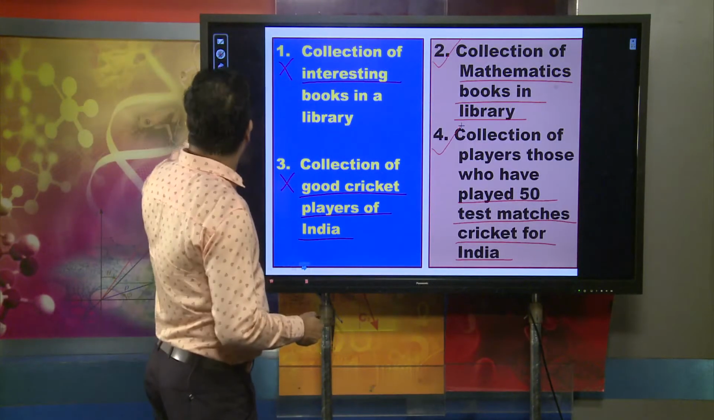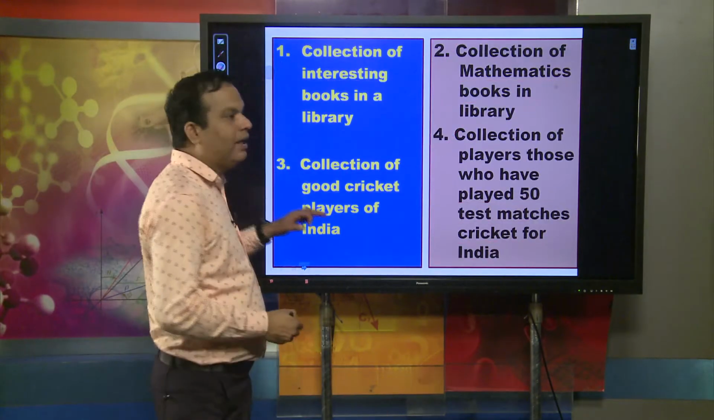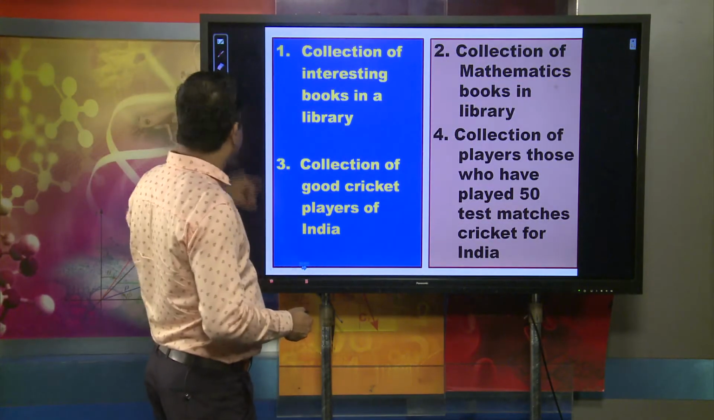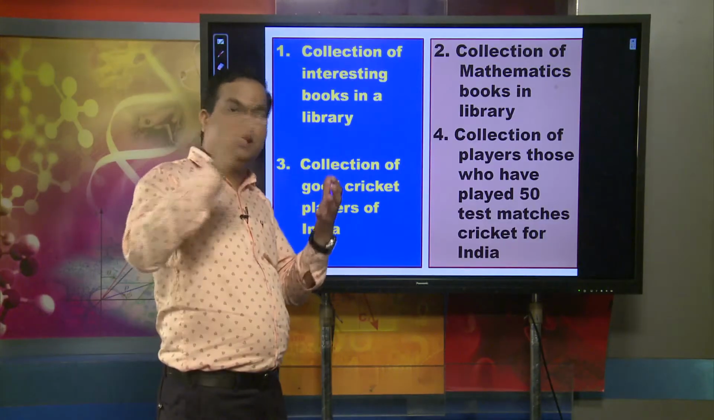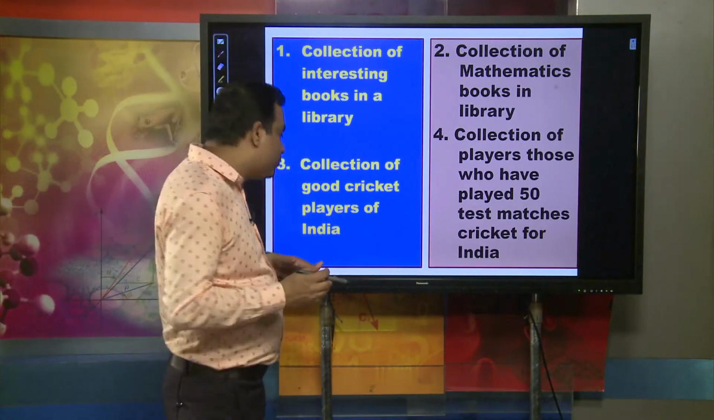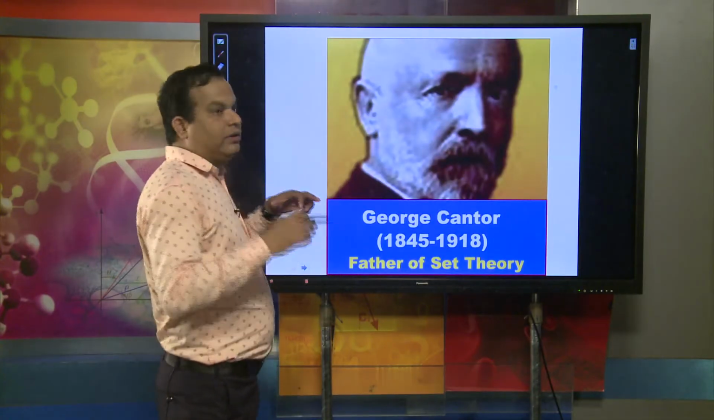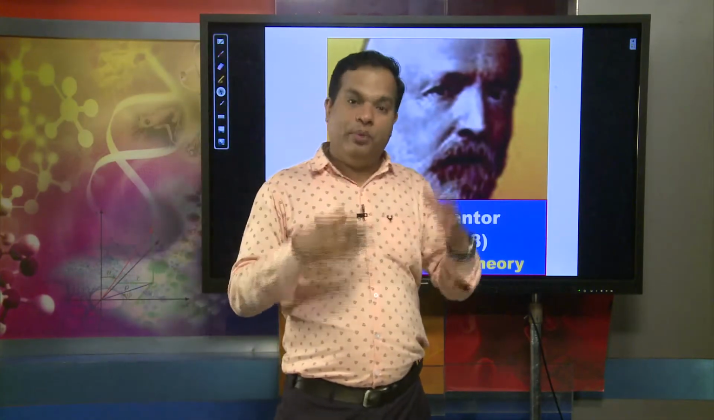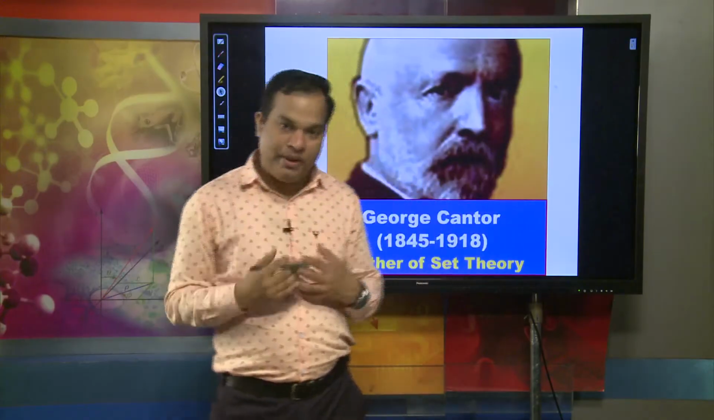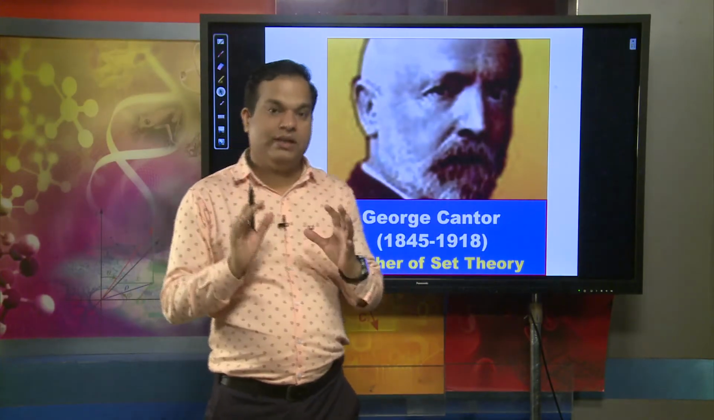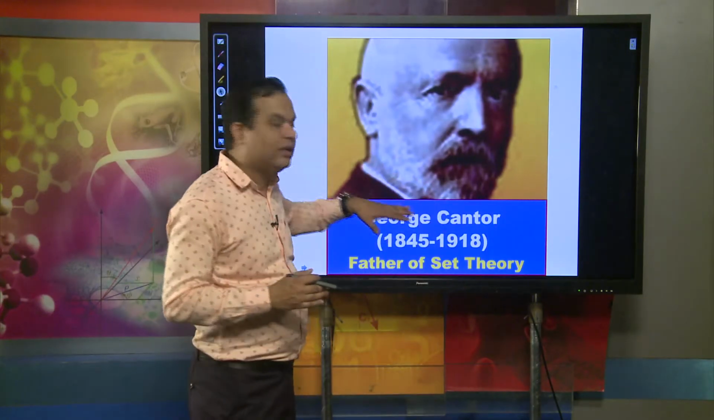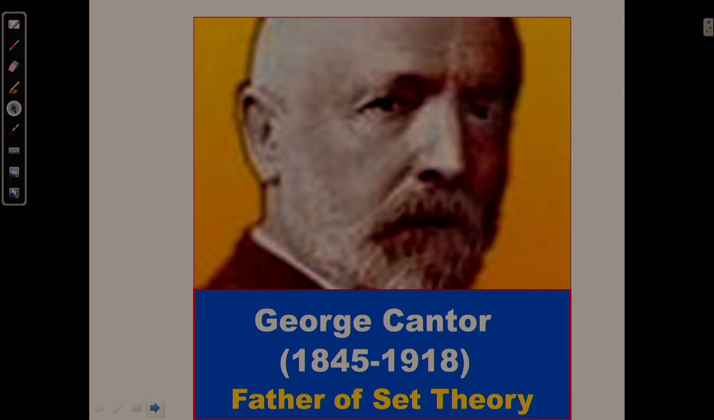So that is the very important thing we must identify: in which case a set is possible and in which case a set cannot be possible. Suppose we would like to give a definition, we must understand the greatest mathematician, George Cantor, a German mathematician. He brought the concept of a set to society, and he defined a set in mathematical language.